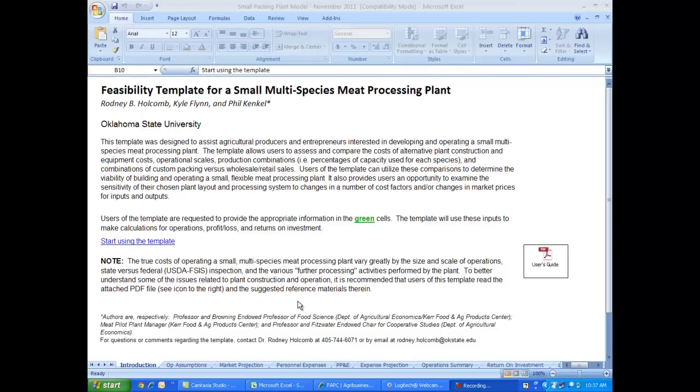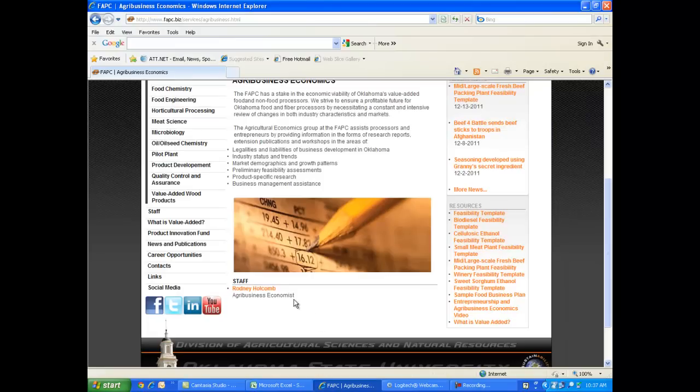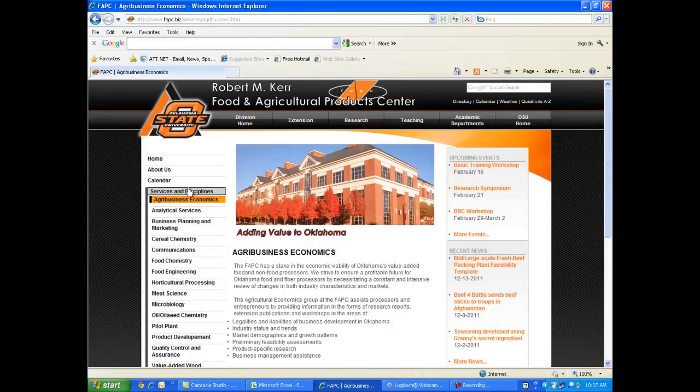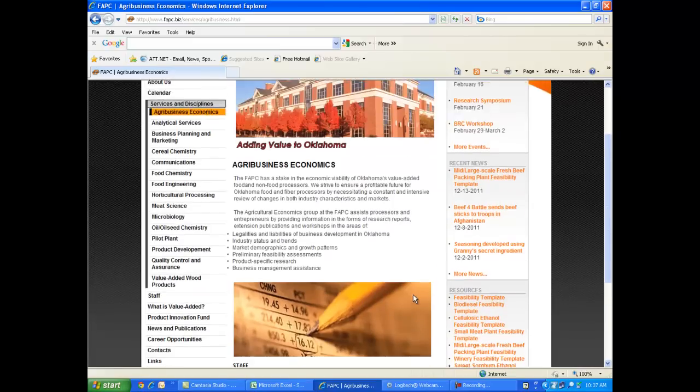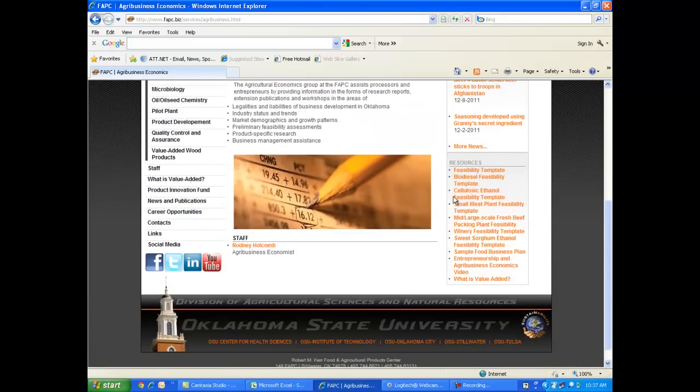This template is a free spreadsheet that is available for download from the Food and Ag Products Center's website, fapc.biz. If you go to the website, click on Services and Disciplines, then on Agribusiness Economics, scroll down on the right side under Resources, you'll see the link for the download of the Small Meat Plant Feasibility Template.